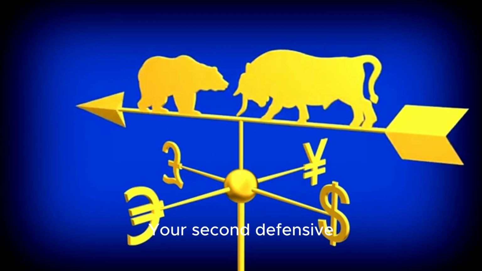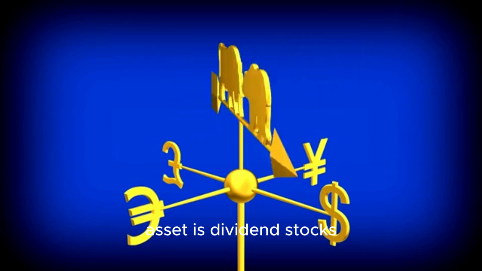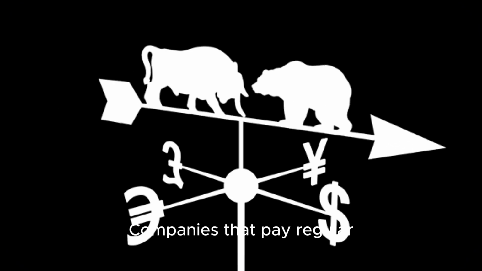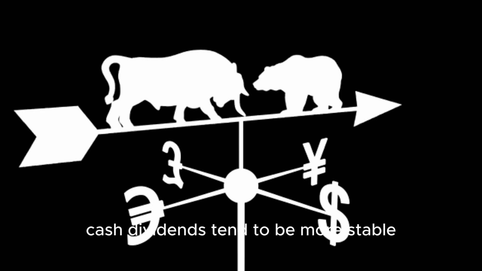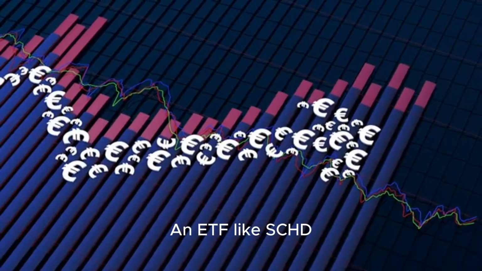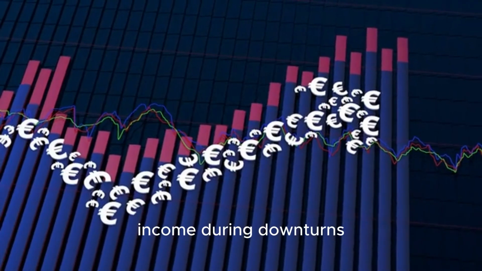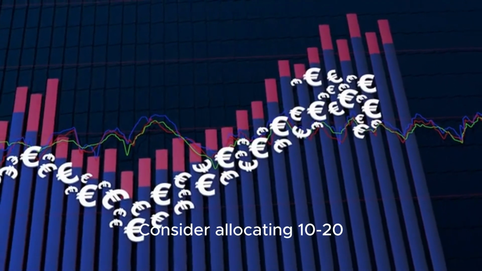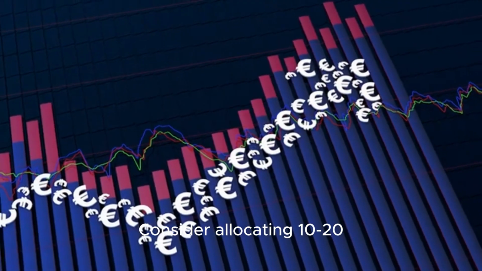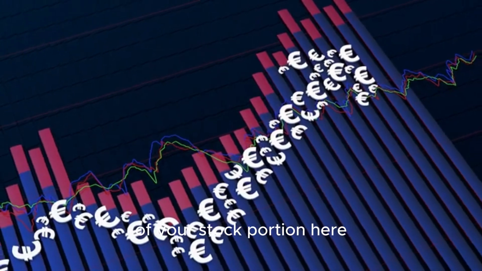Your second defensive asset is dividend stocks. Companies that pay regular cash dividends tend to be more stable. An ETF like SCHD holds quality dividend stocks and can provide income during downturns. Consider allocating 10 to 20% of your stock portion here.